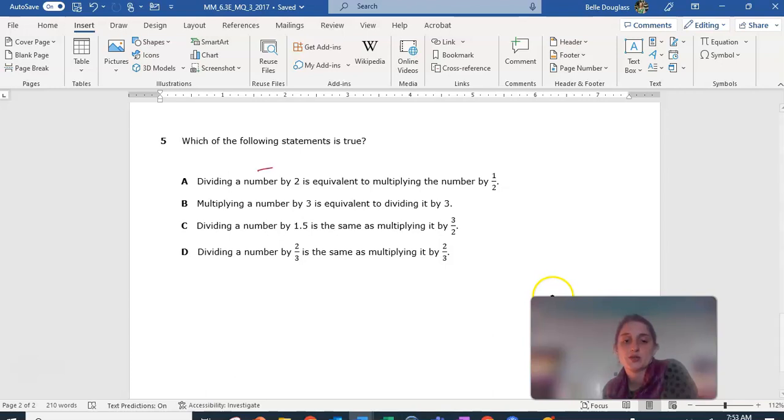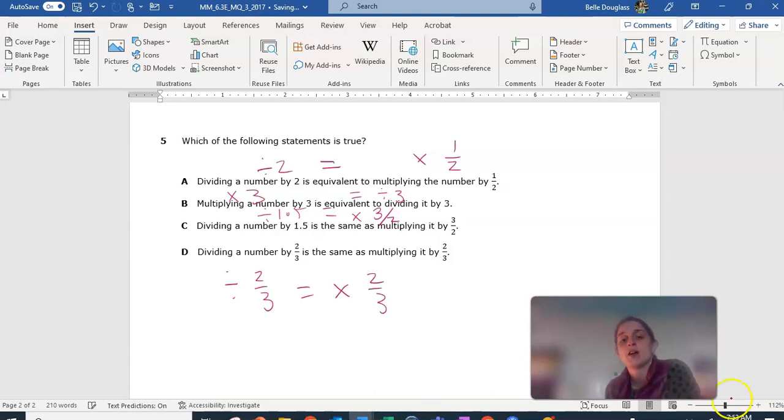Dividing a number by 2 is equivalent to multiplying times a half. I don't know. Multiplying a number times 3 is equivalent to dividing by 3. Dividing a number by 1.5 is the same as multiplying by 3/2. Dividing a number by 2/3 is the same as multiplying it by 2/3.